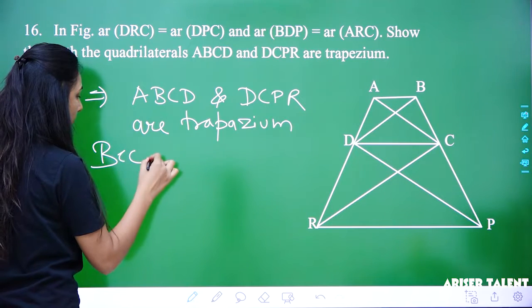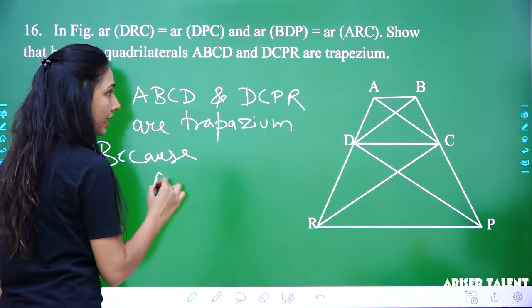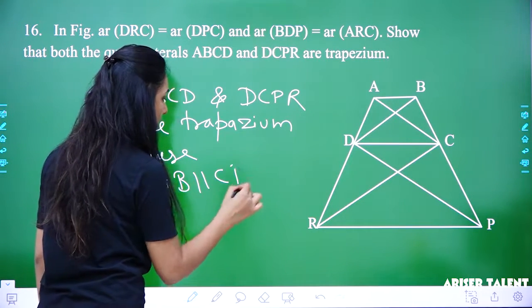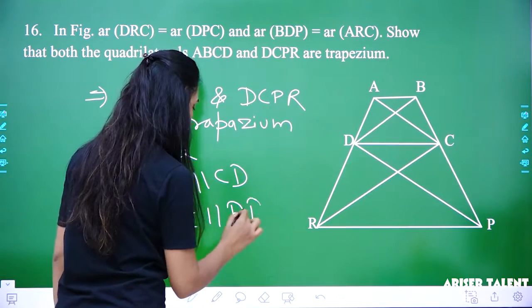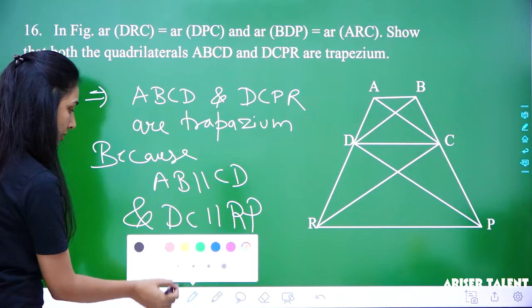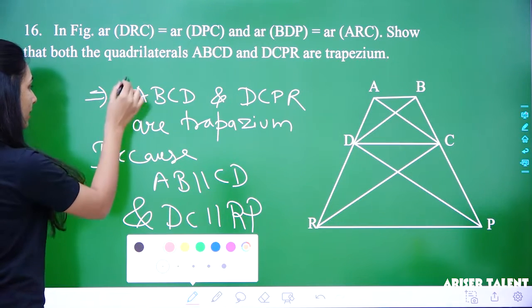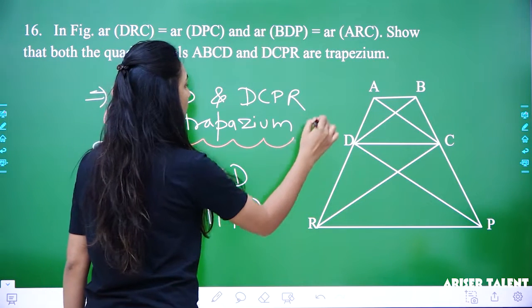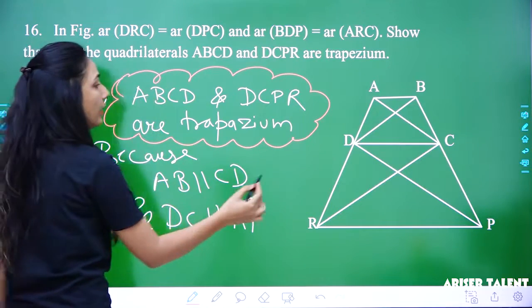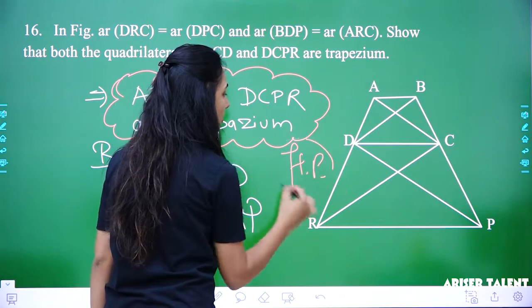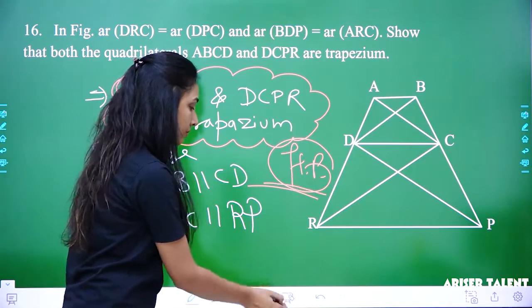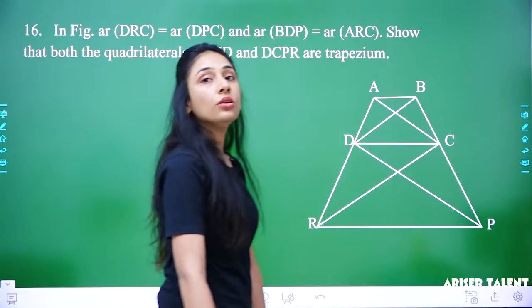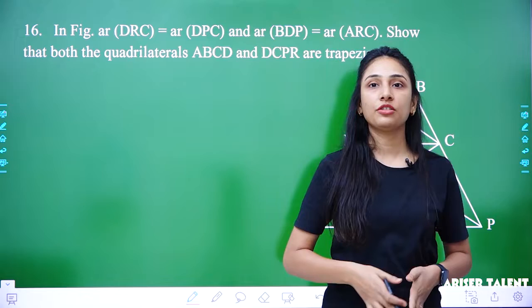because AB is parallel to CD and DC is parallel to RP. Okay, so by this you can prove that. Understood? Right. So this is about today's lecture, today's session.